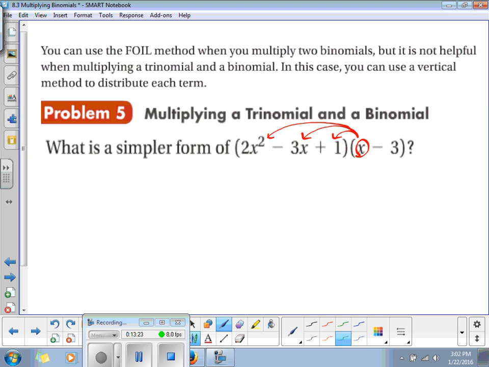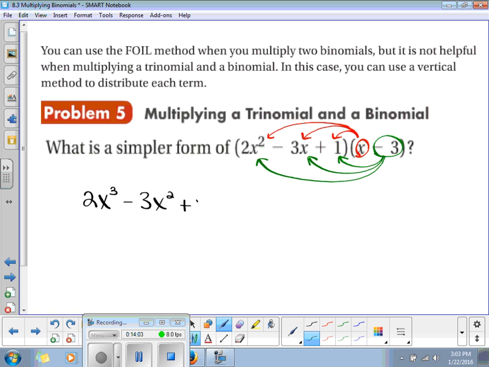And then I'm going to take the negative 3. Don't forget, the operation is also the sign, so you need to take that operation with you. And you're going to distribute the negative 3 throughout the parentheses. So we've got x times 2x squared is 2x cubed. Good. And then x times a negative 3x is negative 3x squared. And then, of course, an x times 1 is x.